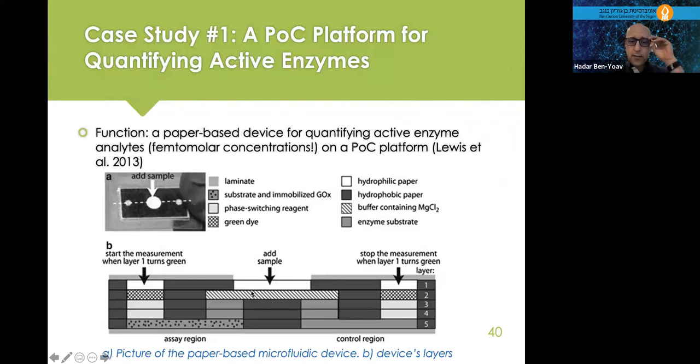Now there are different parts of the device itself going from top to bottom. Eventually we have the assay region or the control region. It flows through different filters. You can see that the first part is buffer containing magnesium chloride, and it's adding some other cofactors. Then we have some enzyme substrate. So think about it, it's kind of like a sample transfer. It goes some time, it moves. Here you add the cofactors and it's still diffusing very slowly down, down, down to the assay region.